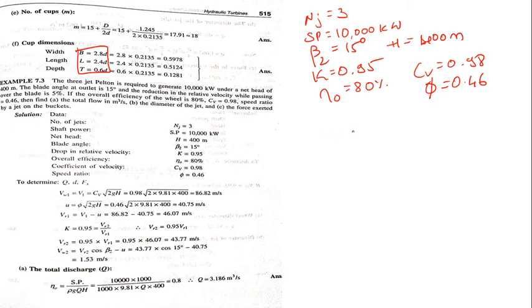So now, first start with V1. V1 equals Cv root 2gH. Substitute the things here. You will get the same U, phi root 2gH. Substitute the things. Now comes the concept of velocity triangles here. Always remember to draw the velocity triangle.